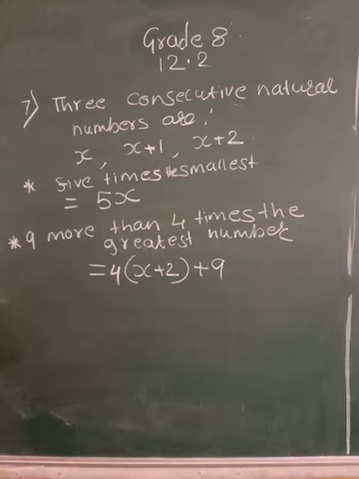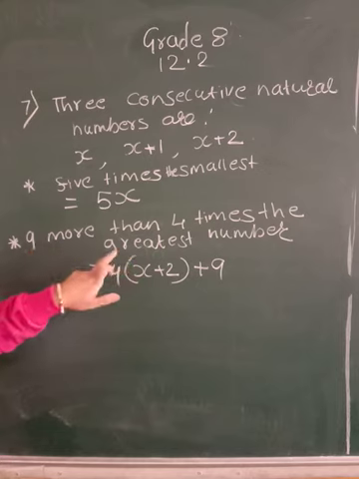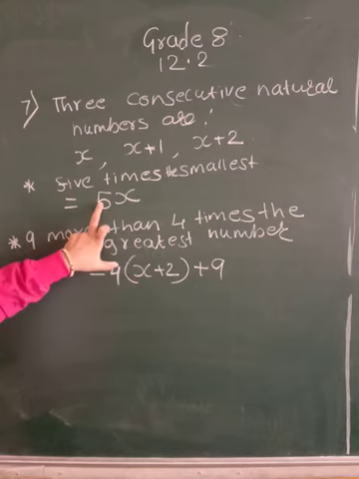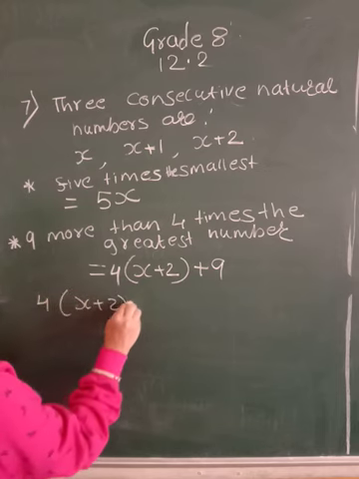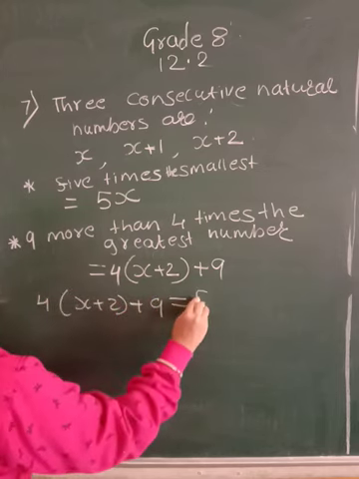Are you understanding me? Okay. So these two are equal. 5 times the smallest number is equal to 9 more than 4 times the greatest number. We have to equalize these two. So what equation we got? 4 into x plus 2 plus 9 is equal to 5x.